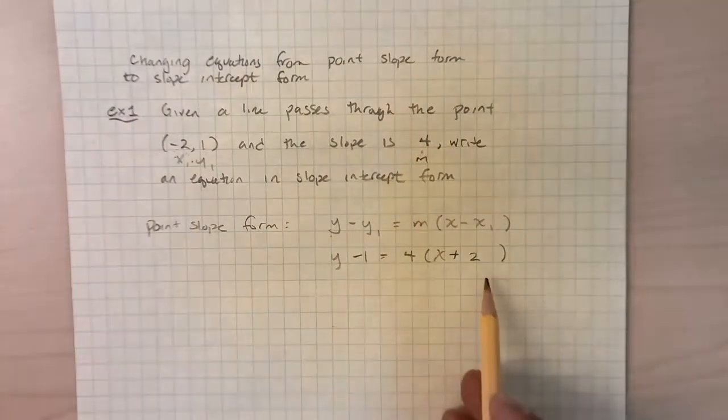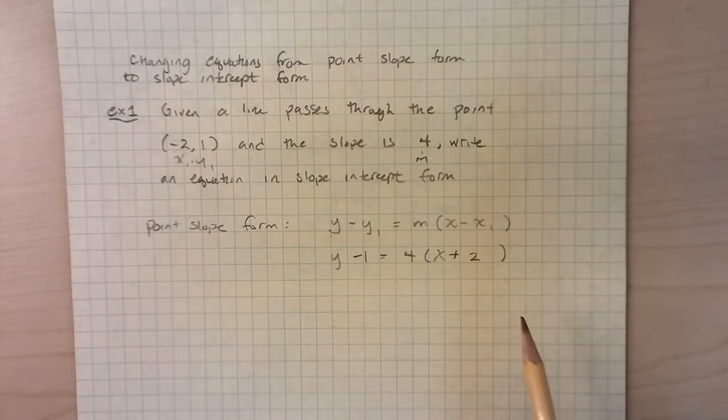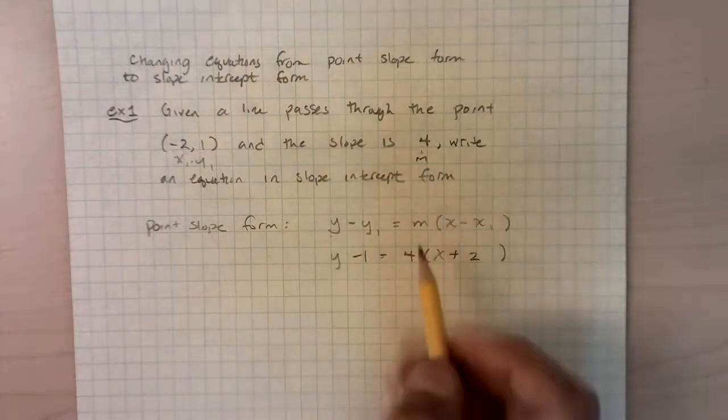So this is point-slope form, but I'm going to change it to slope-intercept form. If you remember, slope-intercept form, first of all, is y equals mx plus b, but it's solved for y. So I want to solve this equation for y. And if you ever want to change an equation from point-slope form to slope-intercept form, you do kind of the same things each time. Here's what I mean by that.